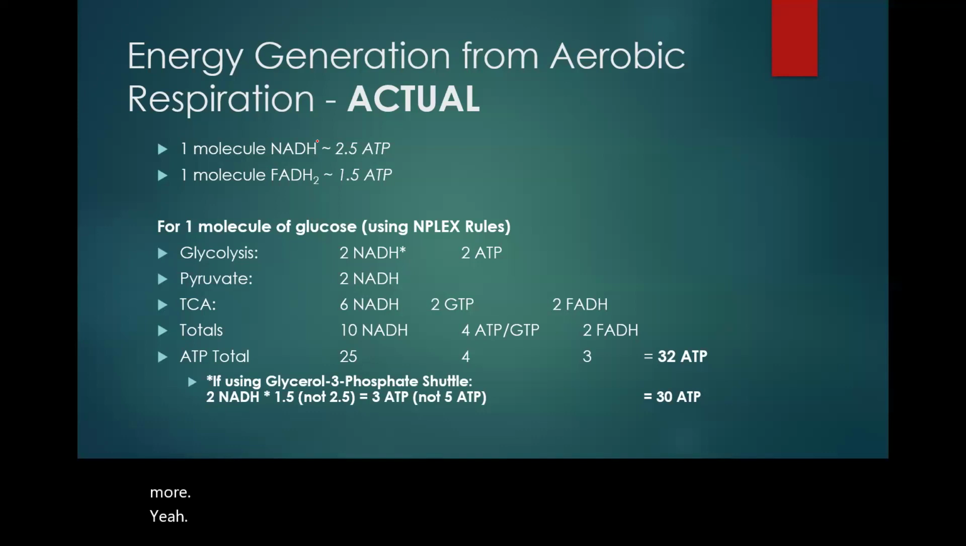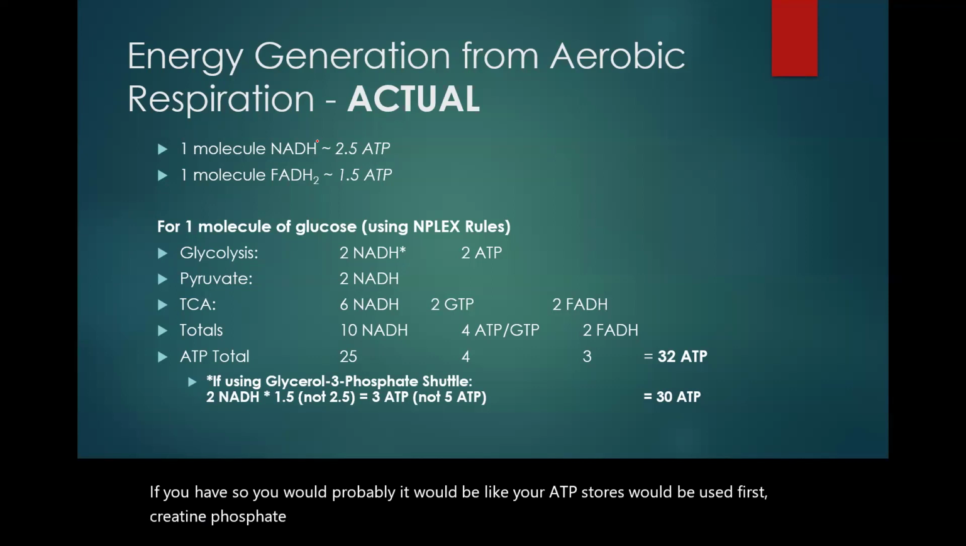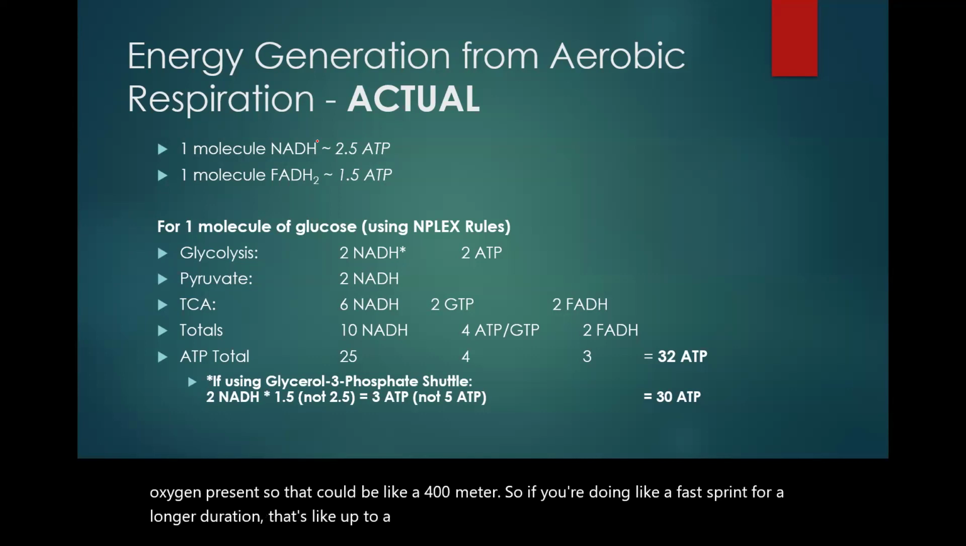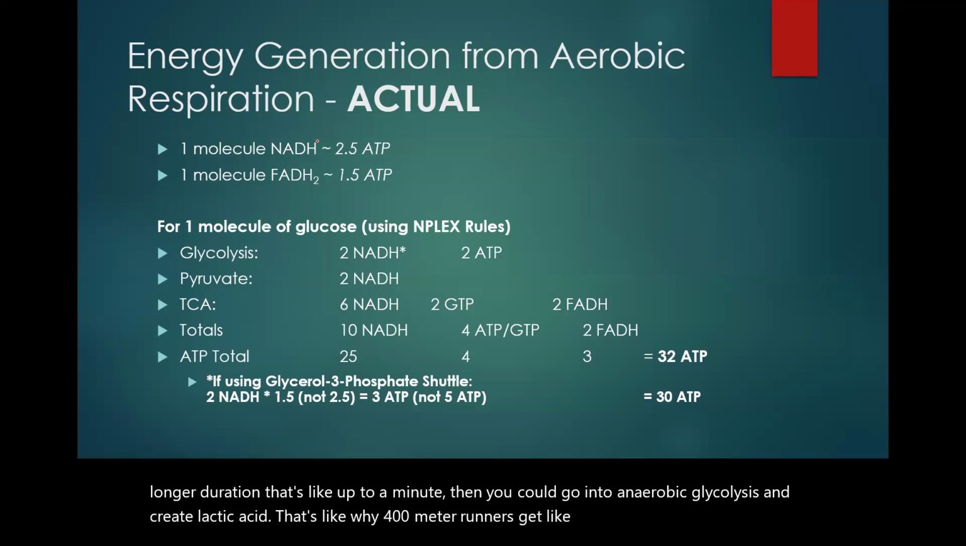Your ATP stores would be used first, creatine phosphate next if it was like short sprints, then anaerobic glycolysis if you didn't have oxygen present. So that could be like a 400 meter. If you're doing a fast sprint for a longer duration, up to a minute, then you could go into anaerobic glycolysis and create lactic acid. That's why 400-meter runners get that dead leg feeling. Same with swimmers too.